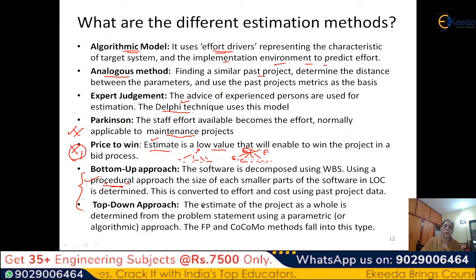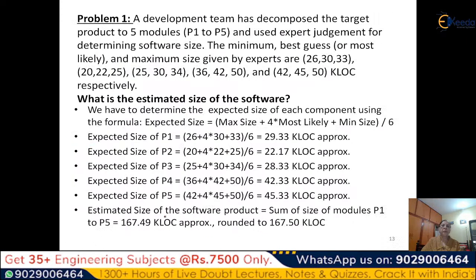So the estimate of the project as a whole is determined from the problem statement using a parametric method, or an algorithmic approach. We will be looking into COCOMO in another class. Today we will try to see whether we can cover FP. These are the two major methods, function point and COCOMO, where the top-down approach is applied. That means we get the estimate of the project as a whole by using some parametric method.